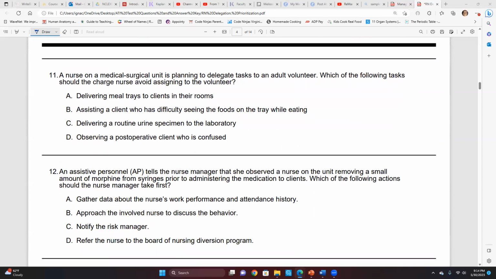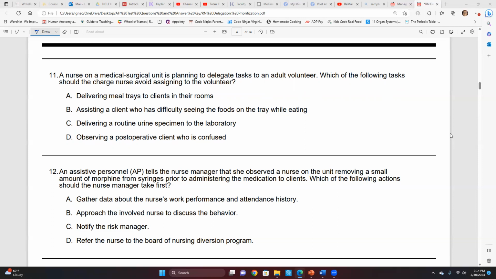Okay, awesome. Let's go to 11, please. A nurse in a med-surg unit is planning to delegate tasks to an adult volunteer. Which of the following tasks should the charge nurse avoid assigning to the volunteer? Delivering meal trays to the rooms. Assisting with meals. Sitting with one client who is confused. I'll say D. Okay, yes, perfect.